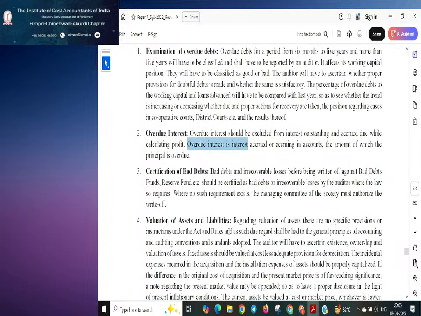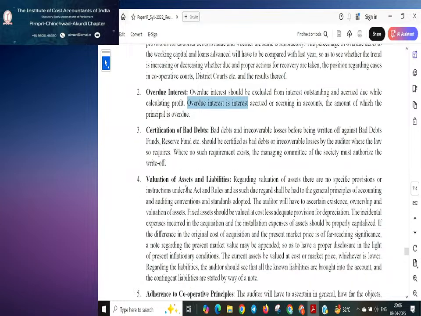Then certification of bad debts. Bad debts and irrecoverable losses, before they are written off against bad debts reserve fund, etc., should be certified as bad debts or irrecoverable loss. And they also have to check whether proper steps have been taken to actually recover. If no steps are taken and just like that you write it off, it is going to badly affect the financial position of the cooperative society. So that is why this certification of bad debts is in place.